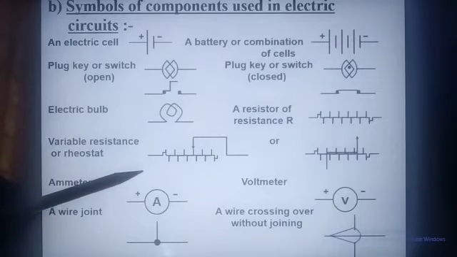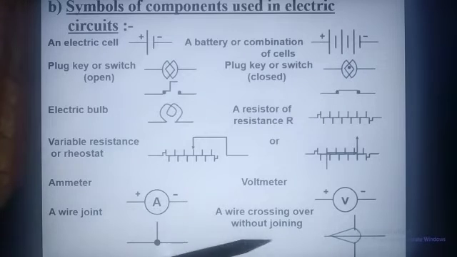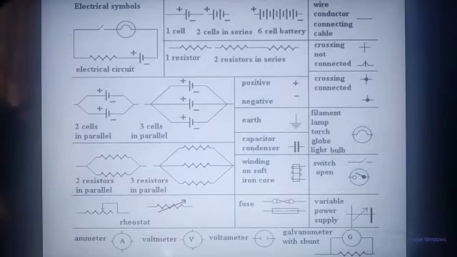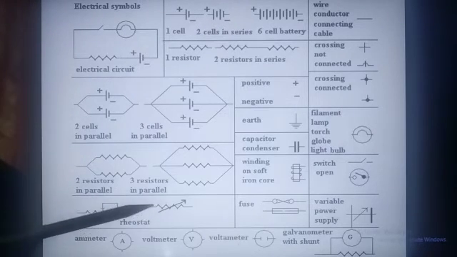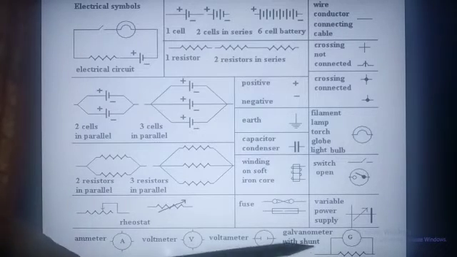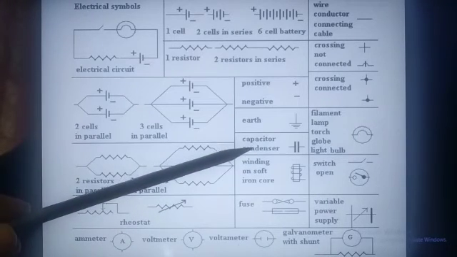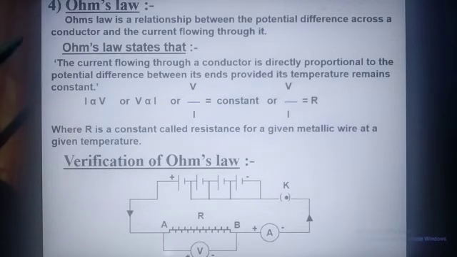This is a variable resistance, and this is a resistance, this is an ammeter, this is the sign of the voltmeter. These are also certain electric symbols. This is in series, this is in parallel. You can see a number of batteries, and you can see the rheostat. You can see the symbols of ammeter, voltmeter, galvanometer. This is a fuse. These are capacitors, and so on. These are again certain symbols related to it.